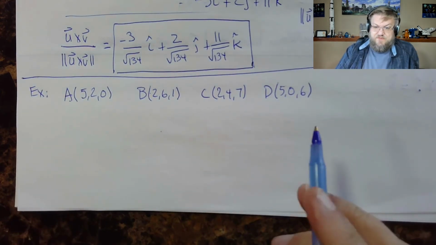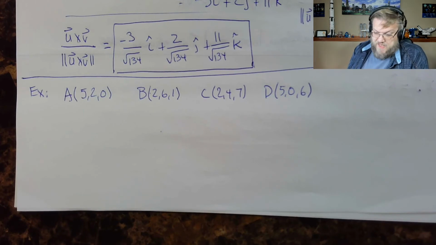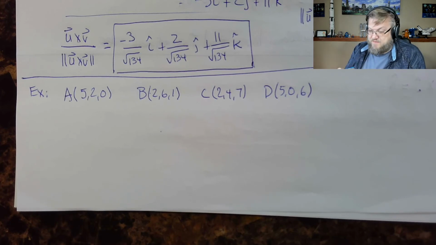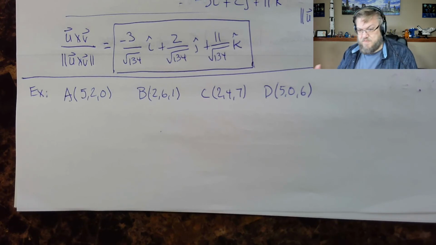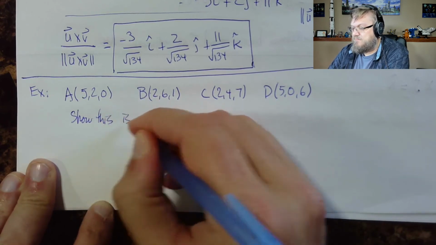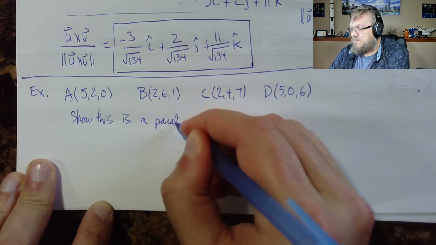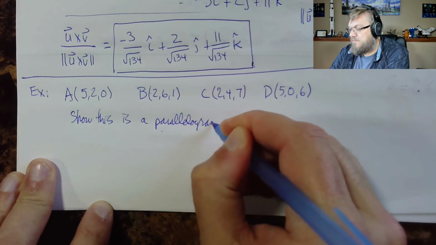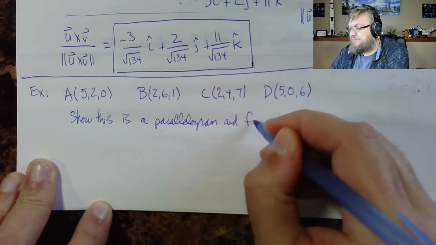Okay. Now this forms a quadrilateral. They say show that it's a parallelogram. So remember, a quadrilateral just means four-sided figure. You don't know anything about the sides except there's just four of them. But they're claiming that this forms a parallelogram, and then they want us to find the area. So show this is a parallelogram, and find its area.